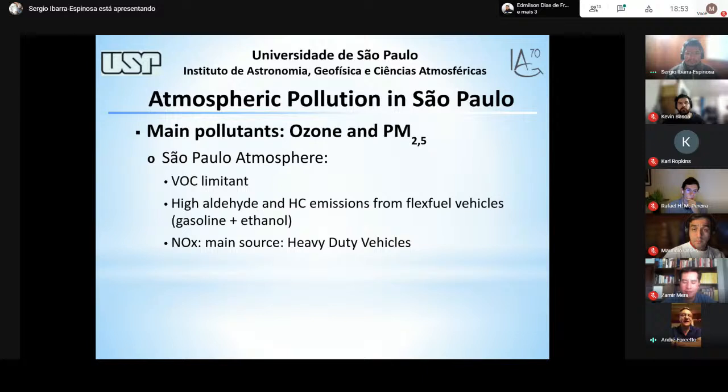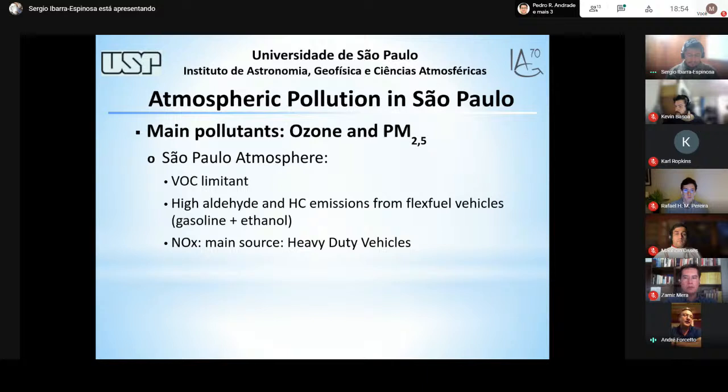One characteristic of our atmosphere is a high level of aldehydes and also hydrocarbons. The main fleet in Brazil, the light-duty passenger cars, is almost entirely gasoline or ethanol vehicles, just Otto engines. We have almost no diesel engines because the diesel price in Brazil is lower, with lower taxes to reduce freight prices, for example. So it's prohibited for light-duty passenger cars.